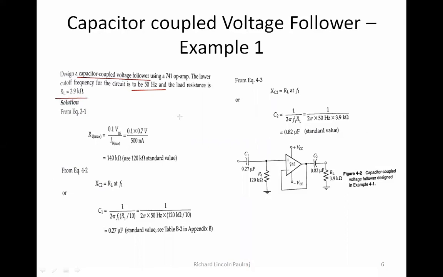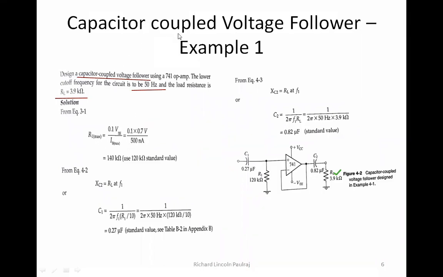So how do we start? RL is given to us. I do not know C2, I do not know C1, and I need to calculate R1. So you can roughly draw this diagram first without the values, then calculate the values and insert those values here. Now RL is already given to us, and I need to calculate C2, C1, and R1.